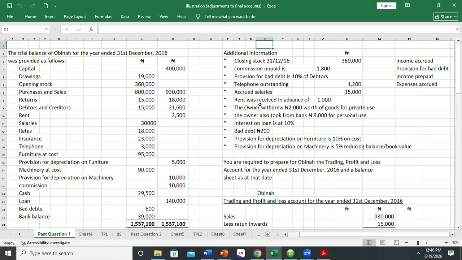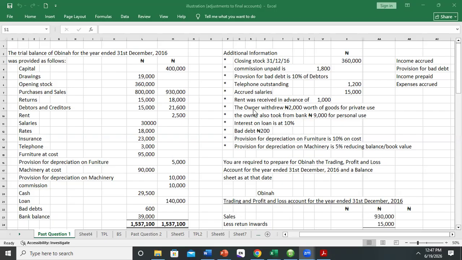You see something like, as for the closing stock we have spoken about, commission unpaid. Then you see the provision for bad debt, we are yet to look at that. You see telephone outstanding, accrued salaries. So you see all the words we have been using, outstanding, accrued, unpaid, they are coming in here. But it's for you to judge whether it is an expense prepaid or an income prepaid or otherwise. Then you have rent that was received in advance.